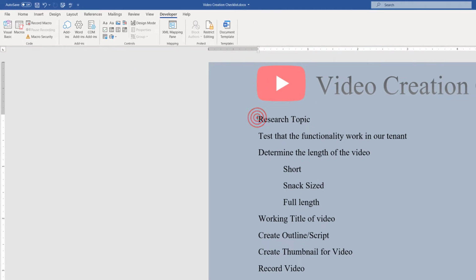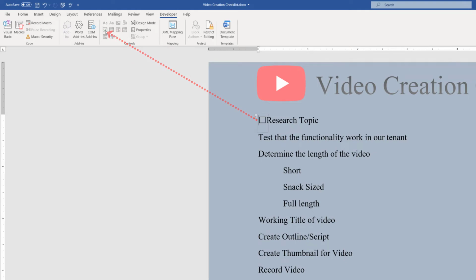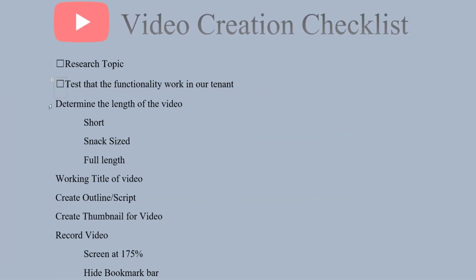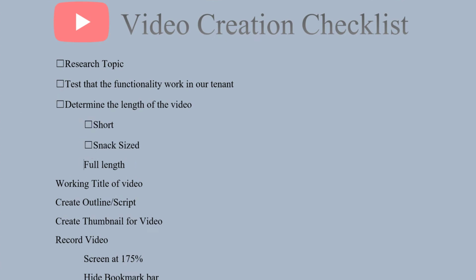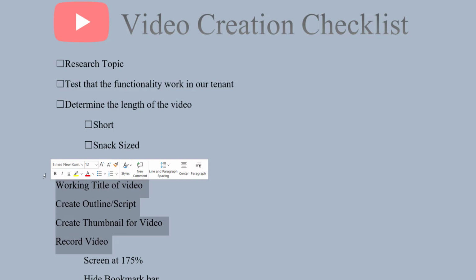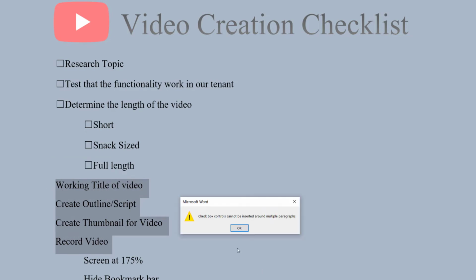First, you need to put your cursor in front of the item where you would like your checkbox to appear, and then you will go to the Controls section and select Checkbox. Unfortunately, you can't simply highlight a whole bunch of text and put multiple checkboxes in all at once. If you do, you will get an error message that says checkbox controls cannot be inserted around multiple paragraphs.